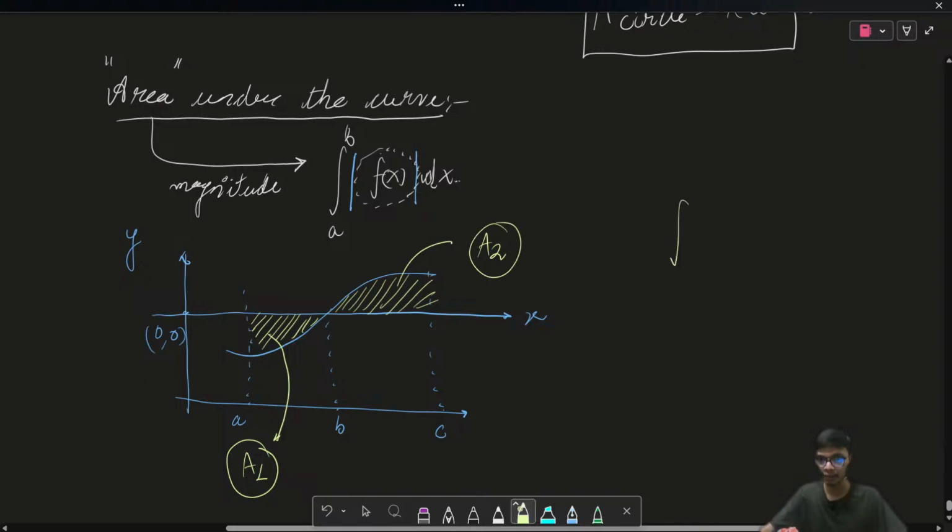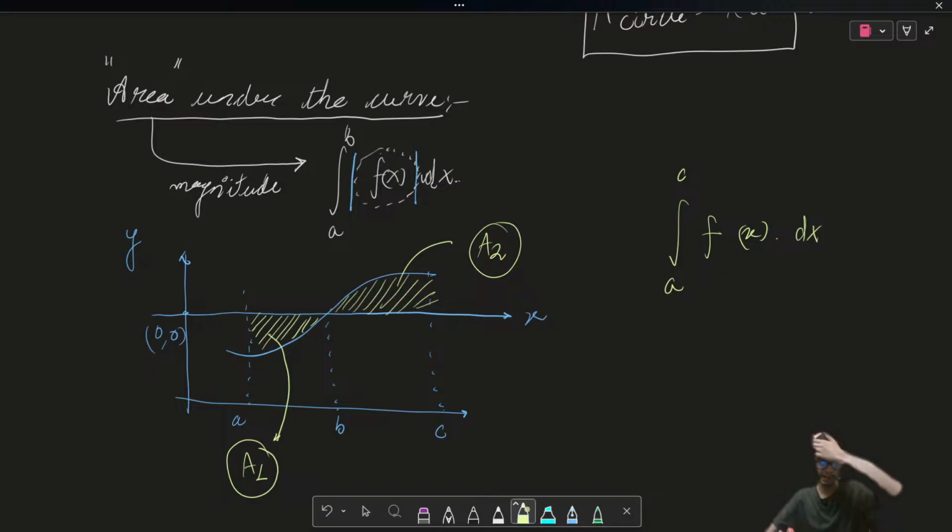So when you carry out the integration from A to B, or sorry, I should probably write A to C, right? So when you carry out the integration from A to C for the function f of x dx, the result, when I do this definite integral, please note that the result is basically equal to negative of a1 plus a2, right?